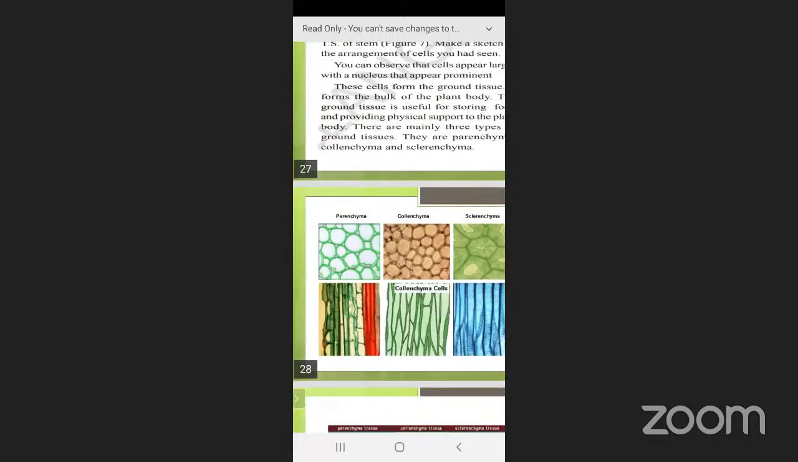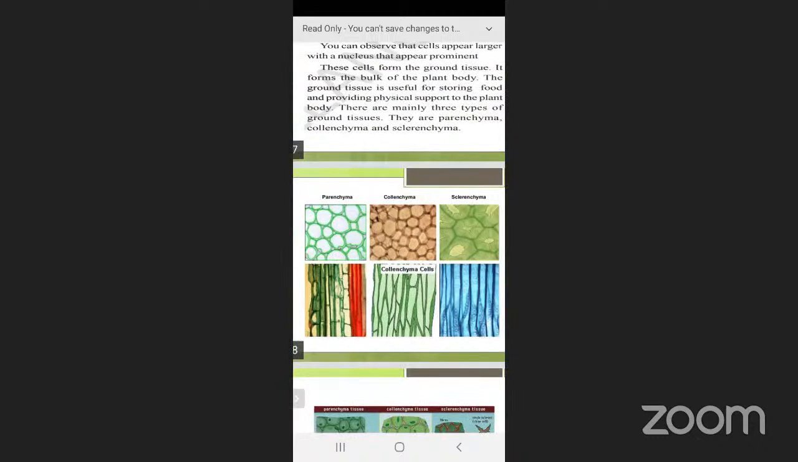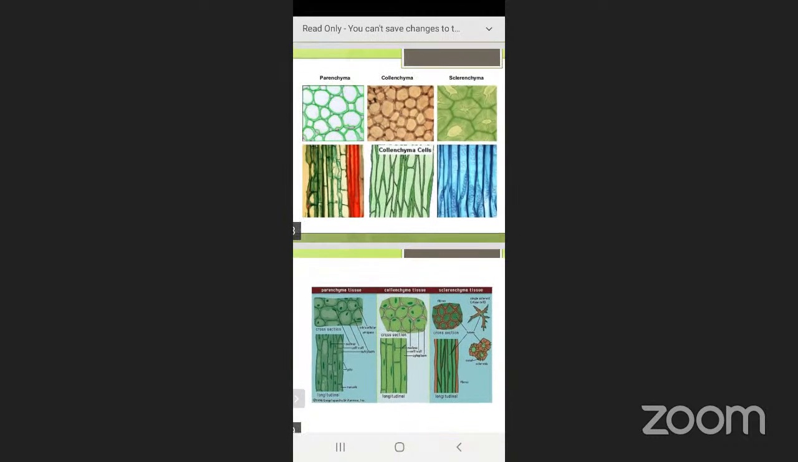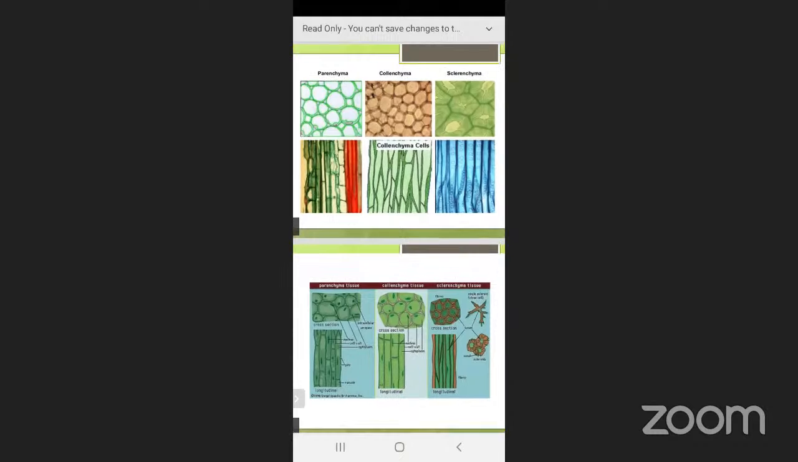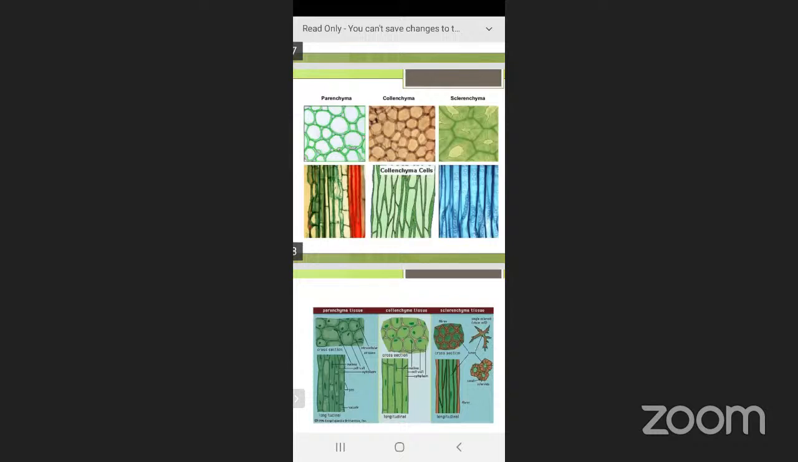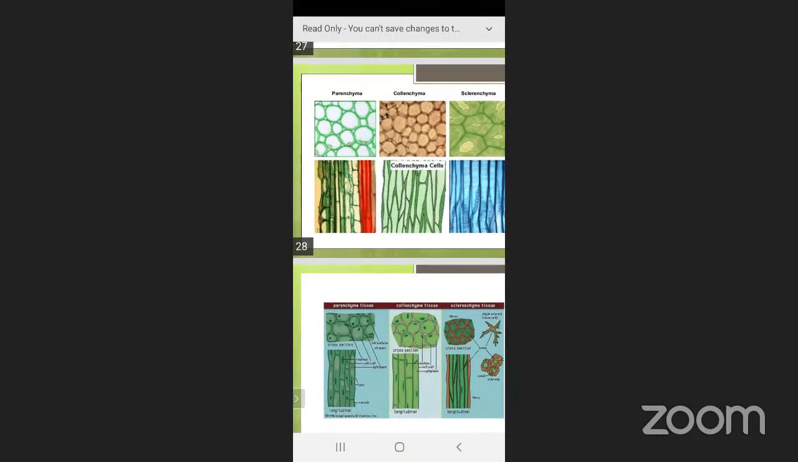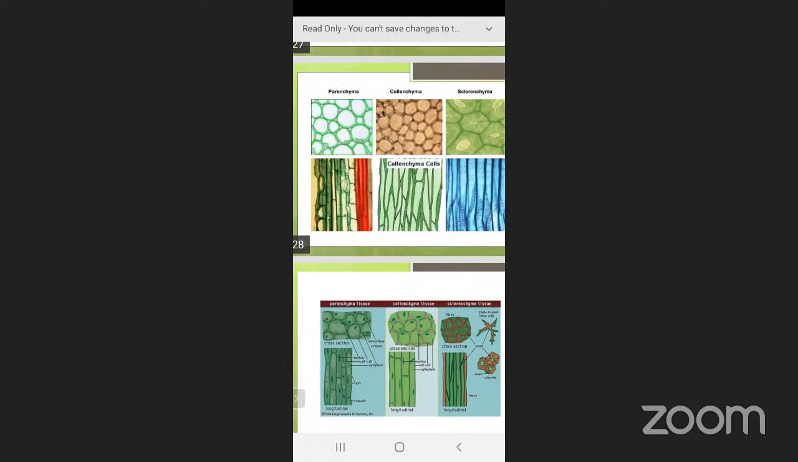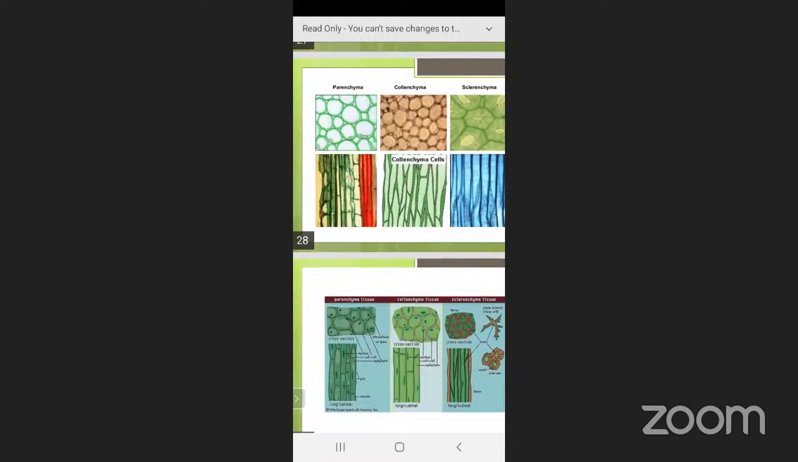Okay, please look at the screen. Parenchyma, collenchyma, sclerenchyma. Yeah, this is the arrangement of cells. Here, the cells of the parenchyma are very soft, children. The cells of the parenchyma are soft, thin-walled, and loosely packed.